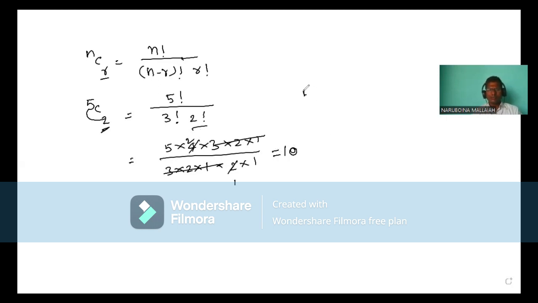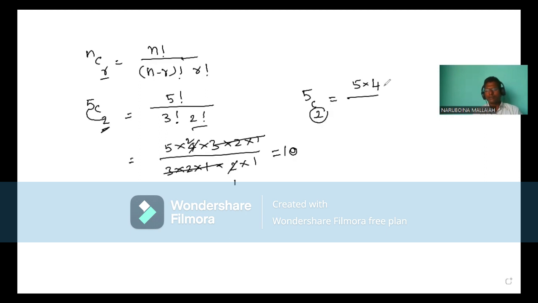This 5C2 can be found in this way also. First start with 5. After that, see this base. The base is 2, so write only two terms starting from 5: 5, after which comes 4.